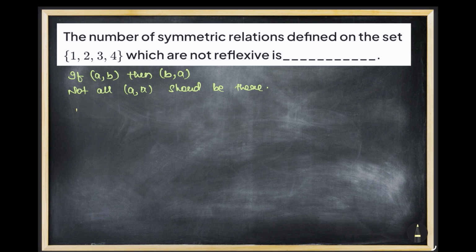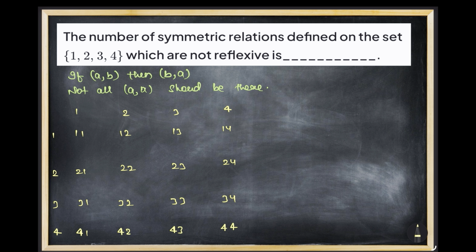If you want to solve this problem, first create the set. So can I write 1 here, 2 here, 3, 4? 1, 2, 3, 4. So it is (1,1), (1,2), (1,3), (1,4), (2,1), (2,2), (2,3), (2,4), (3,1), (3,2), (3,3), (3,4), (4,1), (4,2), (4,3), and (4,4). So we have created the Cartesian product.